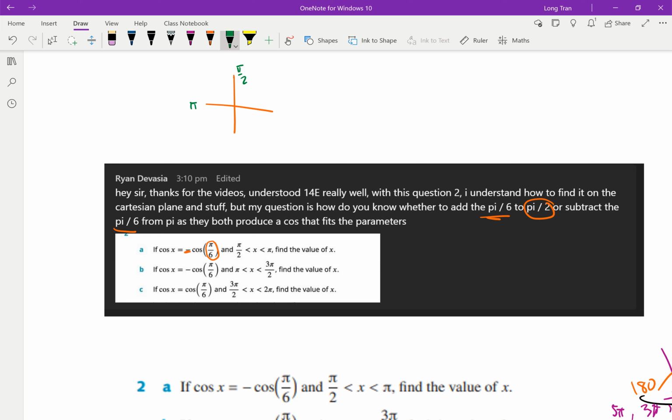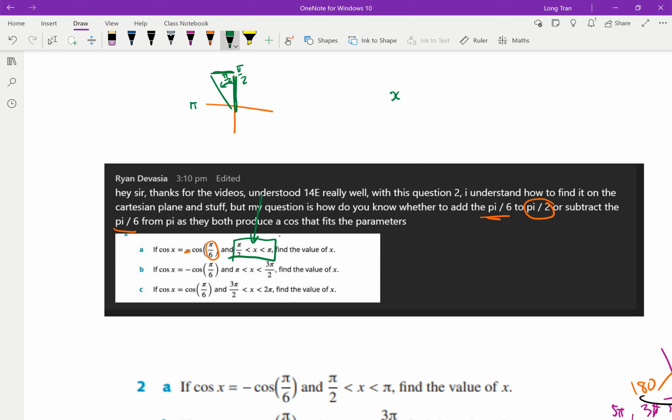Okay, let me fix what you're trying to say. You're trying to ask, how do we know that we don't do pi on 6 this way, right? And then that cos of that would mean you're finding the height. One, because it's not part of the exercise, but two, the reason why is because what is x representing?